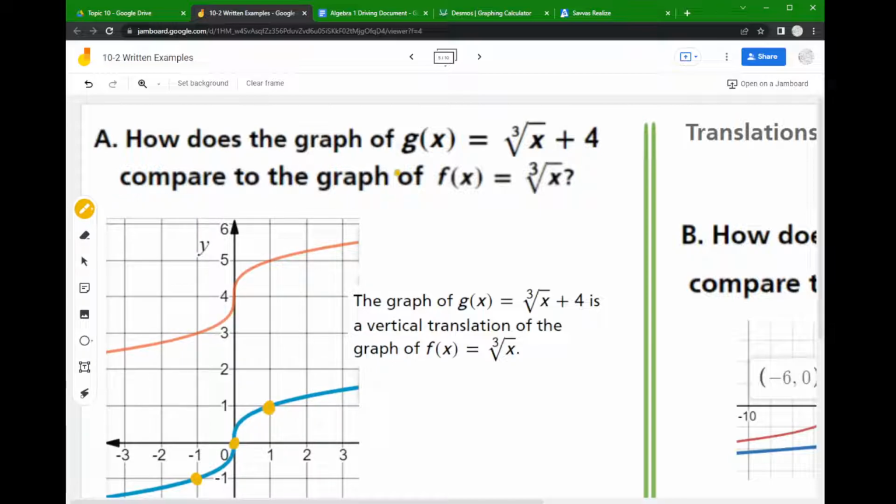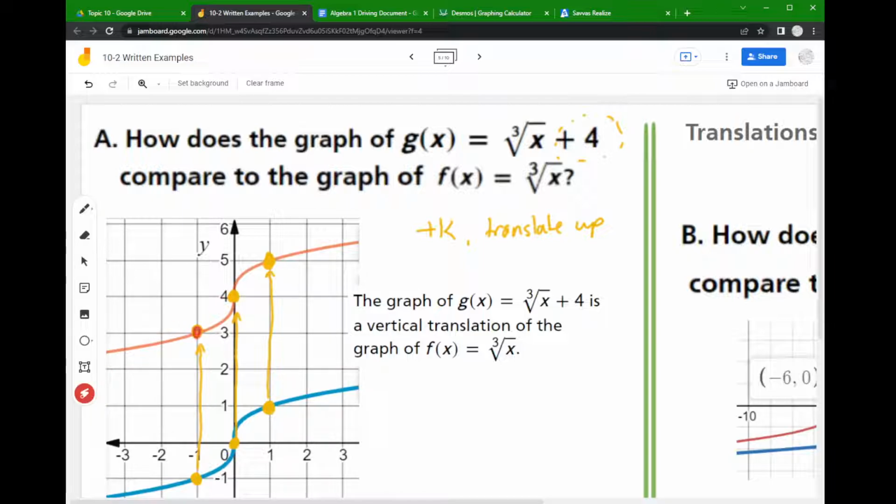So this question says, how does the graph of g of x equals the cube root of x plus 4 compare to the graph of the parent function? So if I look at that plus 4, it is outside of the house, so that is a k value. So plus k translates the graph up. So if I take my 3 anchor points from my Orion's belt and I scoot them up by 4 units, it should correspond with the anchor points on the red graph. And you can see that right there, it matches perfectly.